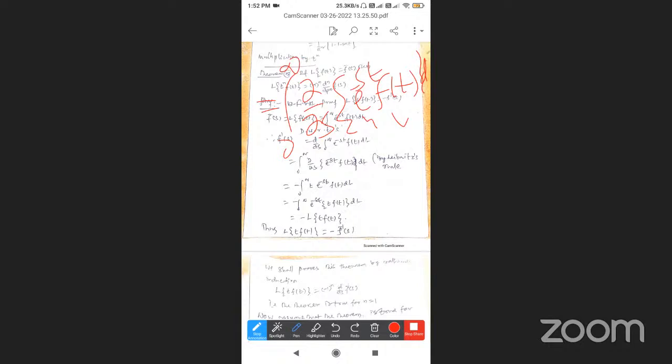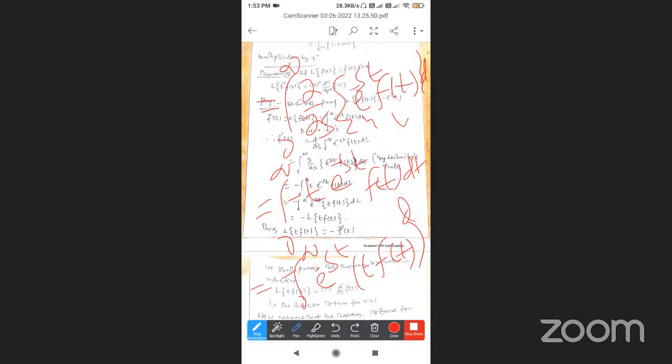The derivative of e power of minus st with respect to s is minus t. So the result is minus t into e power of minus st into f of t into dt. The result is minus 0 to infinity; minus is taken outside, 0 to infinity e power of minus st t f of t into dt.